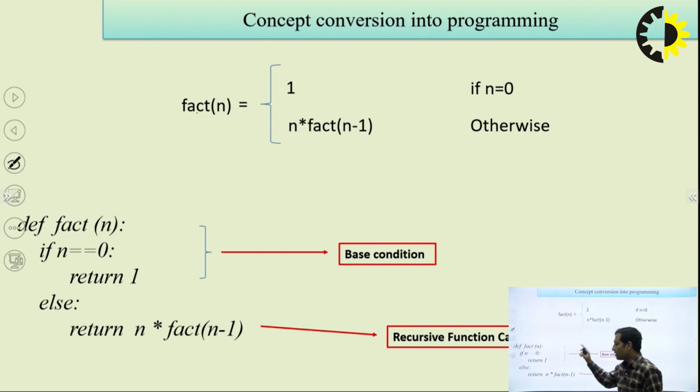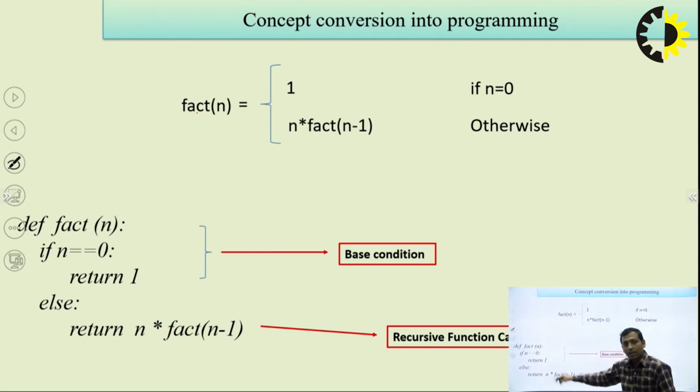Otherwise, means we simply convert it into the syntax of Python, the else part. Else what we get? Else we return n into factorial n minus 1. Simple: return n into fact, and the parameter is n minus 1. So, we are simply converting this into a particular language syntax. Here we are using Python, so we are converting it into Python. Otherwise we can also change it into another language; if we want to change it into C or C++, the same concept is there.